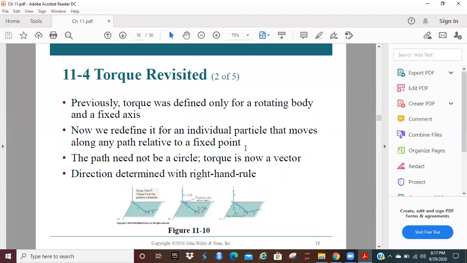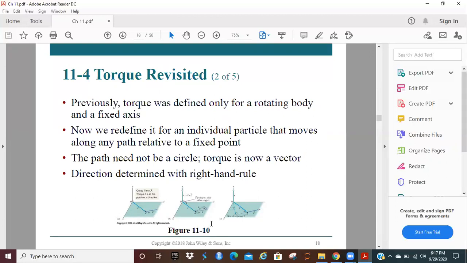All right. We're going to go back and look at torque again. Previously, torque was defined only for a rotating body at a fixed axis. Now we're going to redefine it for an individual particle that moves along any path relative to the fixed point. The path does not need to be a circle. We're going to consider torque to be a vector, and the direction is going to be determined with the right-hand rule.